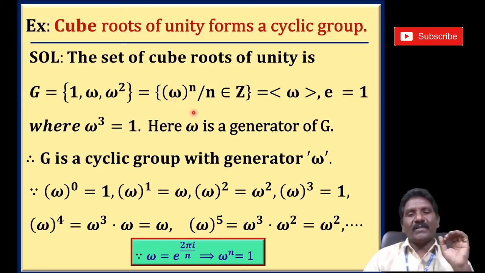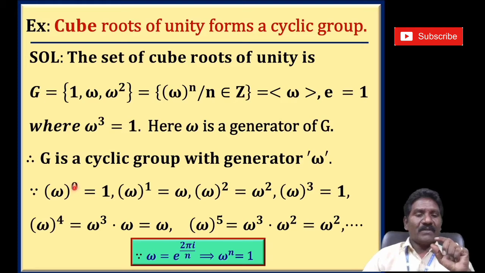By the definition of a cyclic group, every element of G can be expressed as some integral power of a single element. This means G is equal to the set of 1, omega, omega square can be expressed as some integral power of omega, omega power n such that n belongs to Z. This single element is known as a generator. It is denoted by ⟨omega⟩. Here identity element is 1.